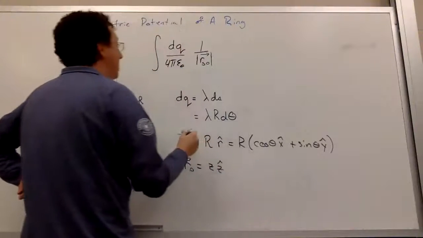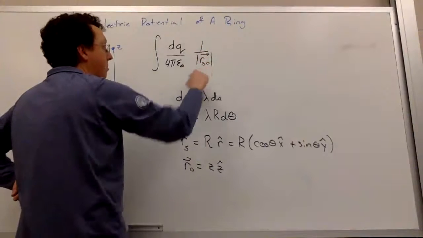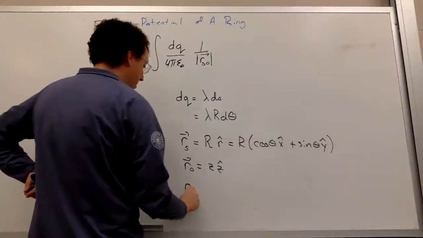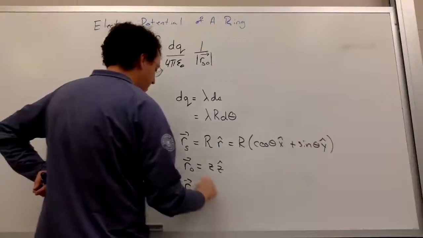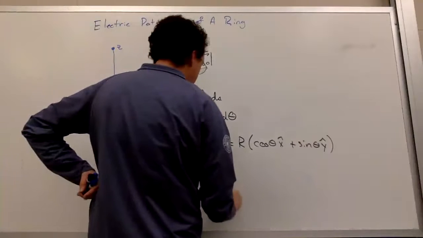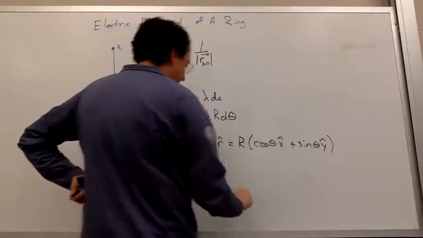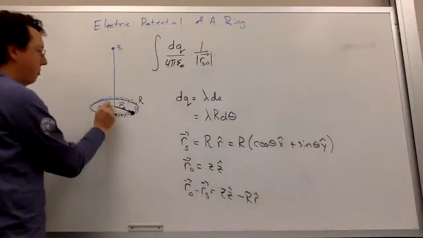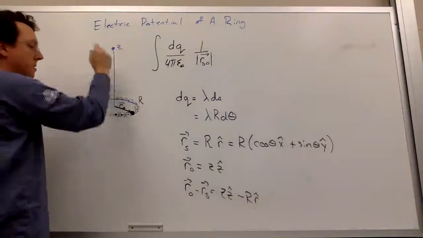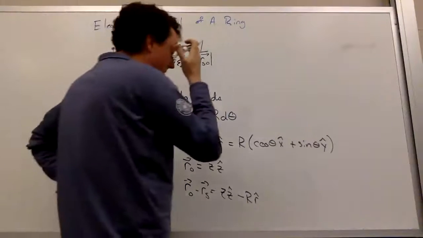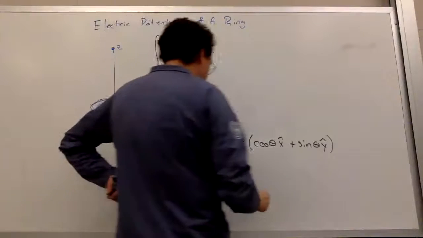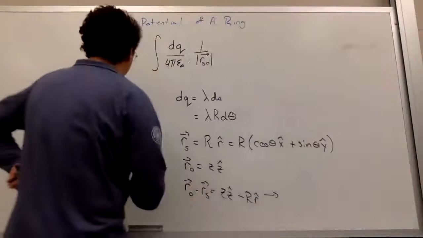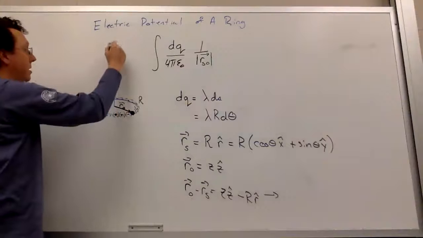No problem. Looking up at where I want to end up, I need to work out what RSO is. So I'm going to write RSO, that's going to be RO minus RS, which is simply z hat, and I'm going to go with the compact notation, minus r hat. And remember, r hat would point in the plane, z hat is up there, so they're perpendicular, so their dot product would be 0.